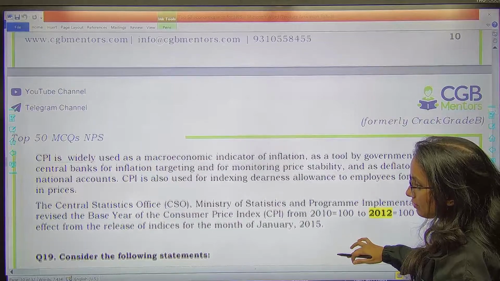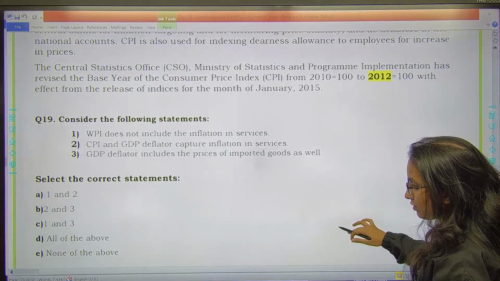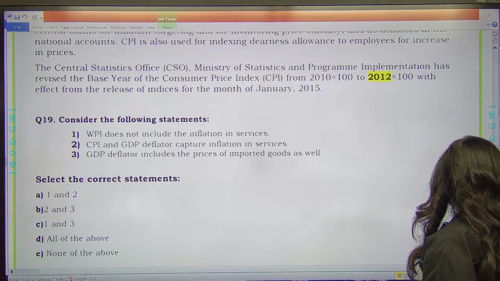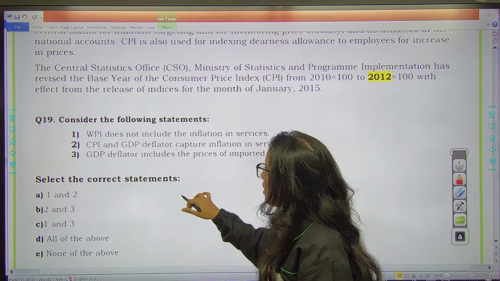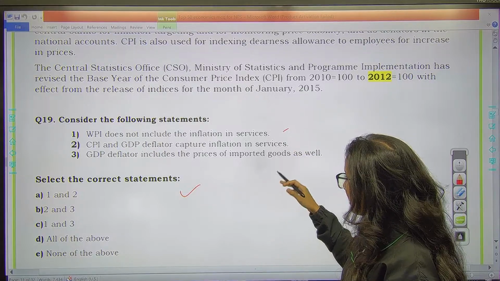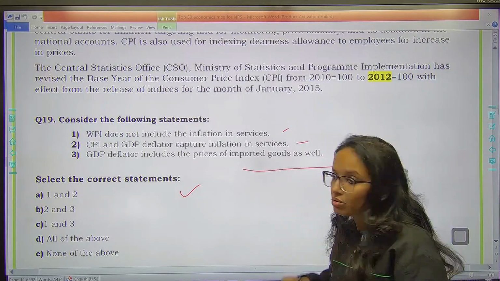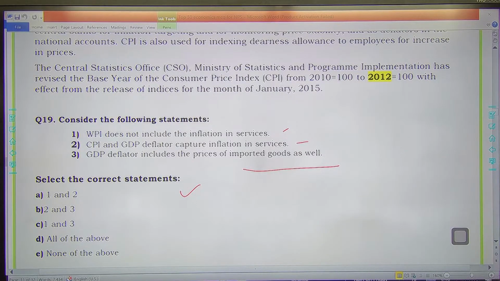Question number 19. Read the following statements and tell me the correct one. WPI does not include inflation in services. CPI and GDP deflator capture inflation in services. GDP deflator includes prices of imported goods as well. Which of the following is correct?